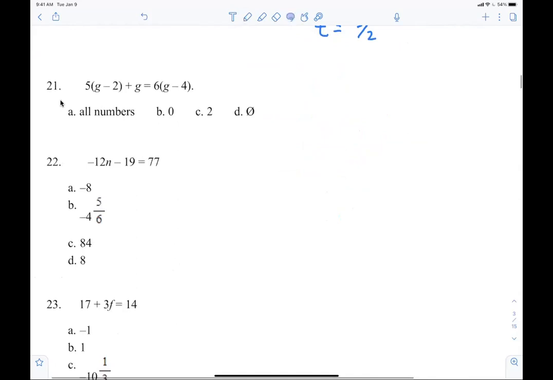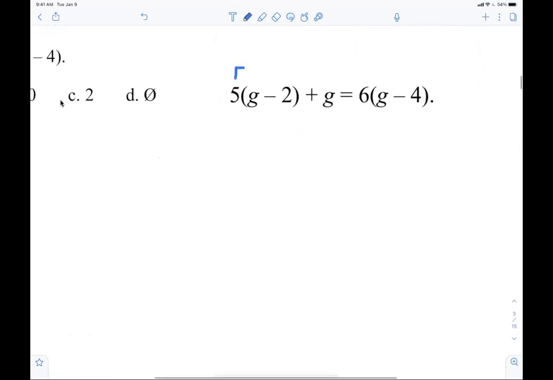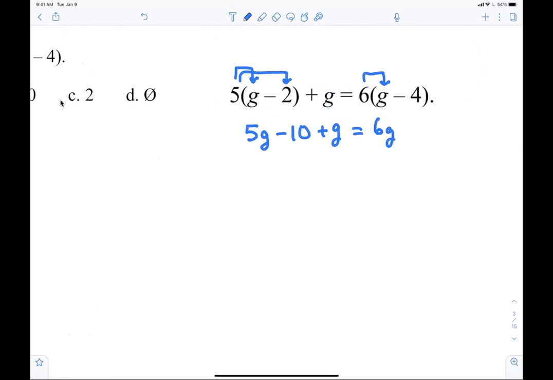All right, so now this one is the one that's a little bit trickier, so I'm going to pull it over. All right. Come on, guys. Everybody's got to pay attention on this one. So first thing I got to do is what? Distribute. 5 times g. 5g. 5 times negative 2. Distribute. Minus 24. Anybody have a problem with that so far?